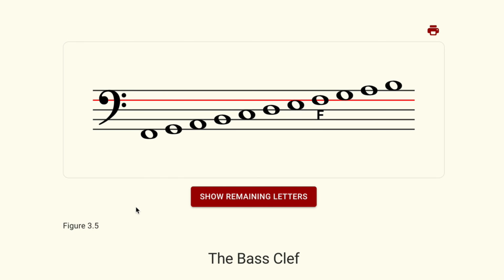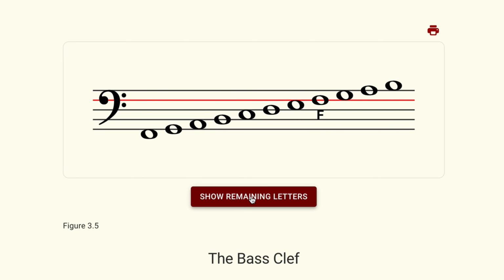The bass clef sets the second line from the top of the staff, in red here, to the pitch F. This clef is generally used for lower sounding instruments, so you can hear the difference in the pitches between the 2 clefs. But besides being set in a deeper note range, the bass clef works just like treble clef.